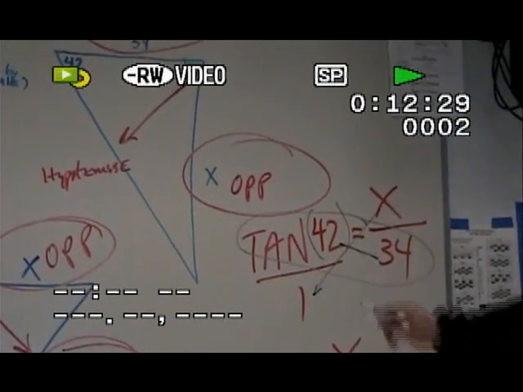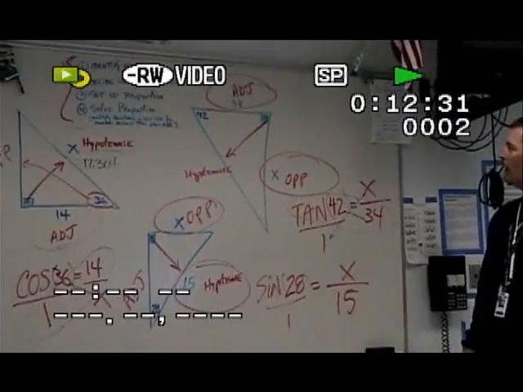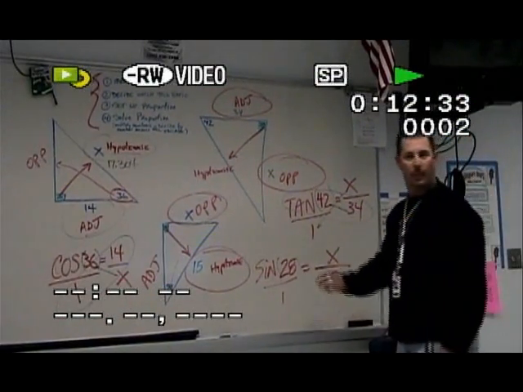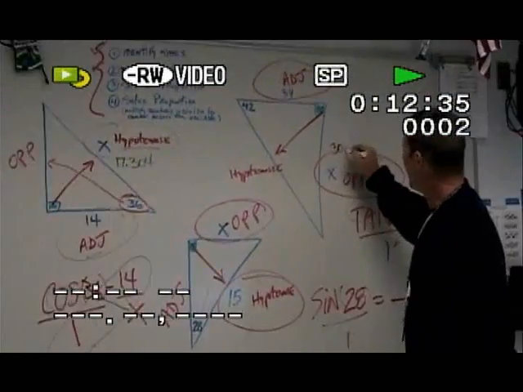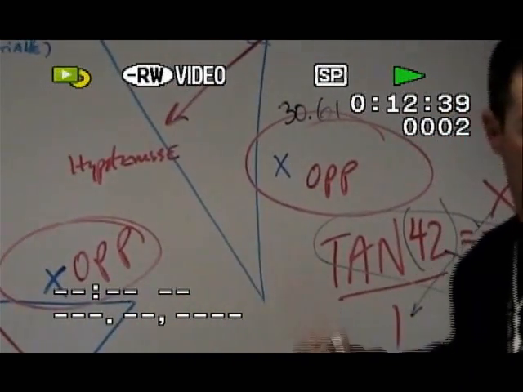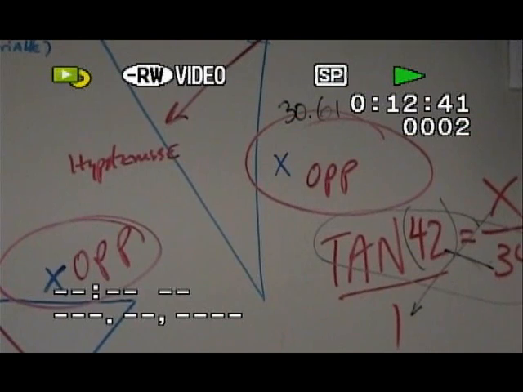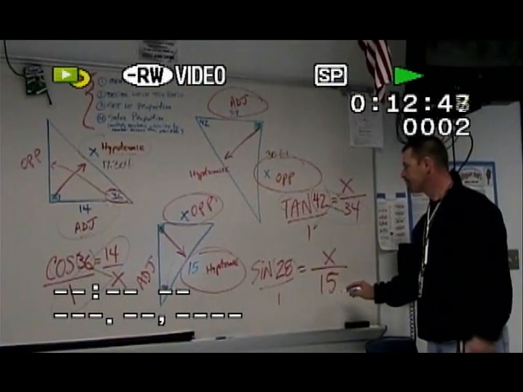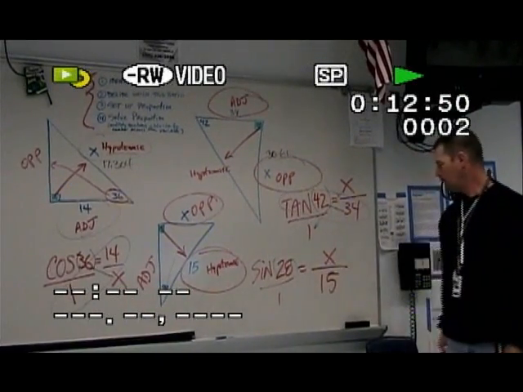What happened when you did this tangent of 42 times 34? 30.61. 30 point 61. Is that what everybody got? Okay. Feel pretty good about that then. All right. Go ahead and finish this one.